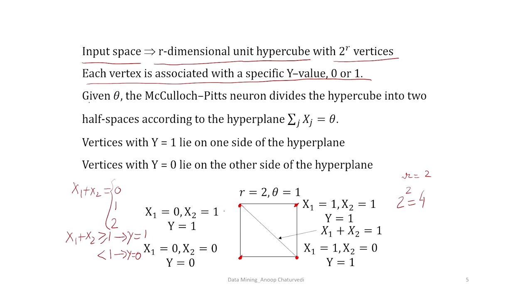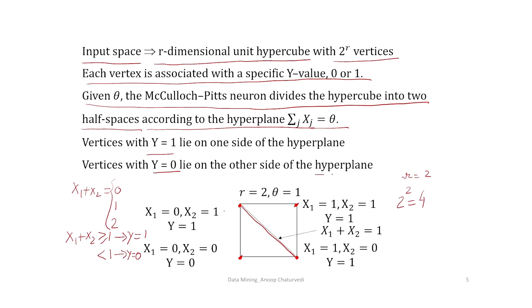And given theta, the McCulloch-Pitts neuron divides the hypercube into two half spaces according to the hyperplane summation over j of xj equal to theta. Then vertices with y equal to 1 lie on one side of the hyperplane. This is the hyperplane dividing the hypercube into two parts. And vertices with y equal to 0 lie on the other side of the hyperplane.